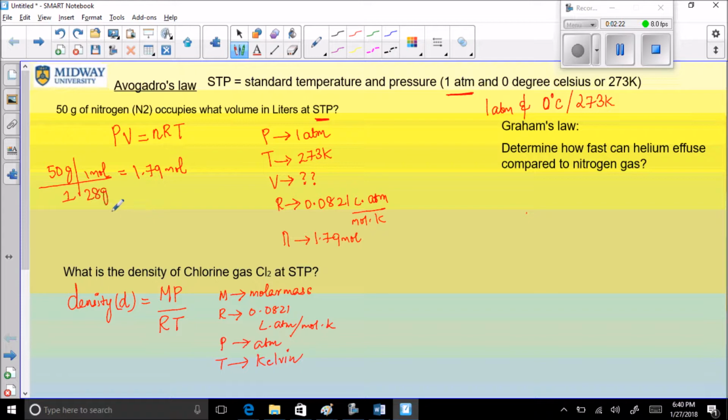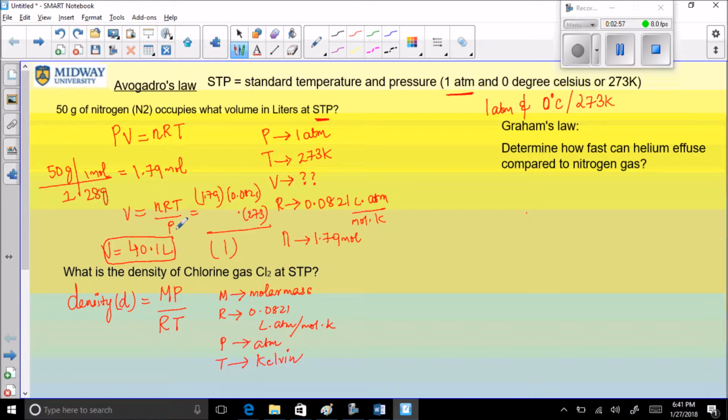So if we solve for V, which is nRT over P, that equals 1.79 times 0.0821 times 273 over the value of P, which is 1. If you put all that together, it's 40 liters, or 40.1 liters.